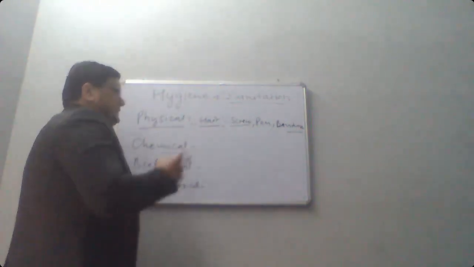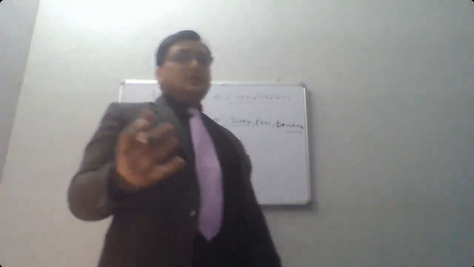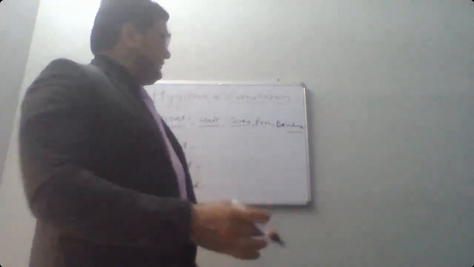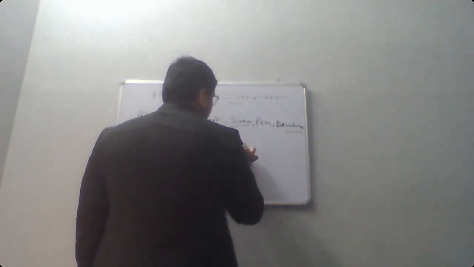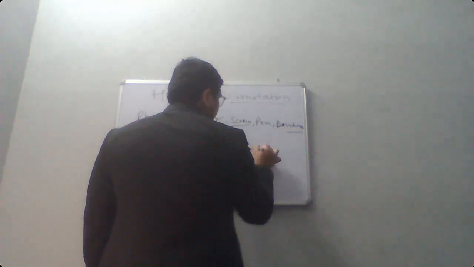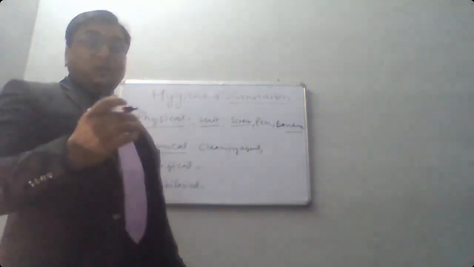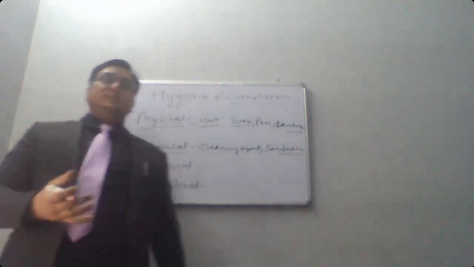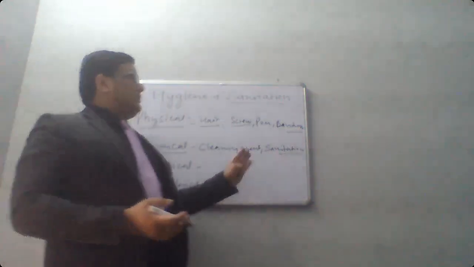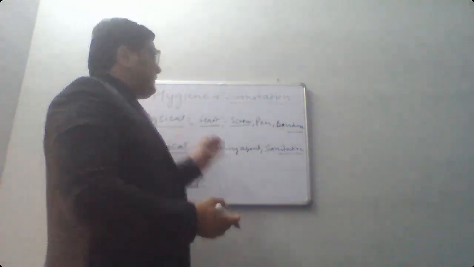If we talk about chemical contamination, it is the chemicals you use while cleaning things. These chemicals can come into contact with the food while you are cleaning the surface, with cleaning agents or while you are sanitizing. This chemical can go to the food and contaminate it. So why do we study this contamination?